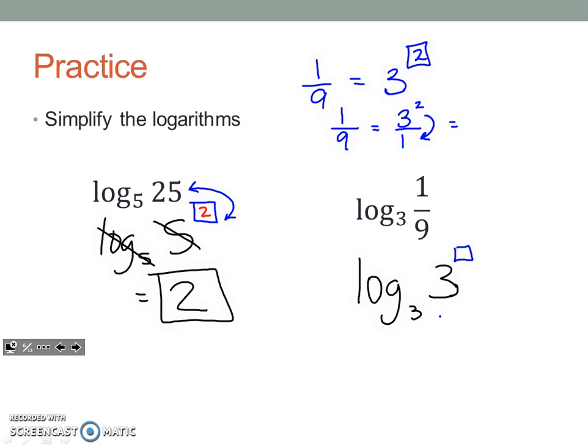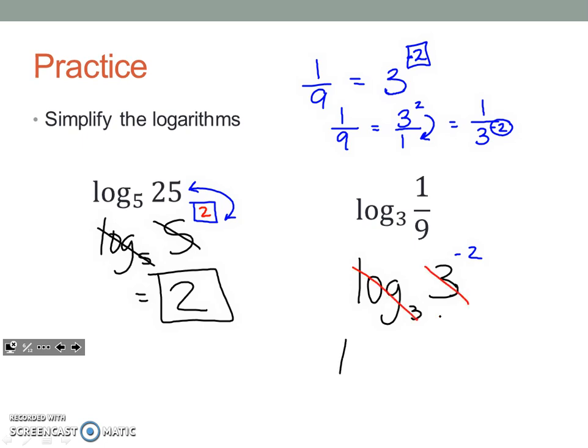Well, if I have an exponent and I were to move it to the bottom, that's where our negatives come into play. Our negatives cause things to flip. So that -2 is my answer. 1/9 is the same thing as 3 to the -2 power. So I'm going to come up here to this one. I've got a -2. That's going to allow them to cancel.